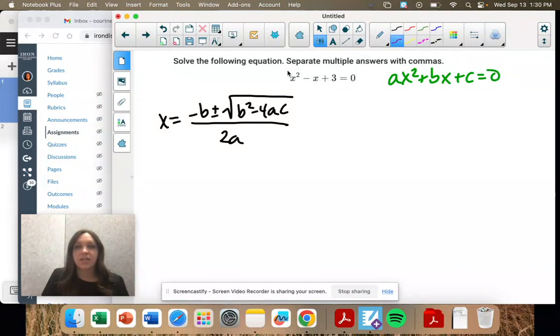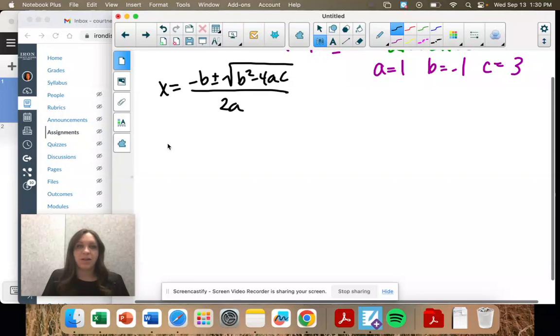A is the number next to x squared. So a is 1. B is the number next to x, -1. And c is the constant, just 3. So let's plug everything in.